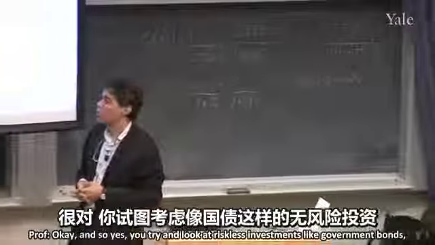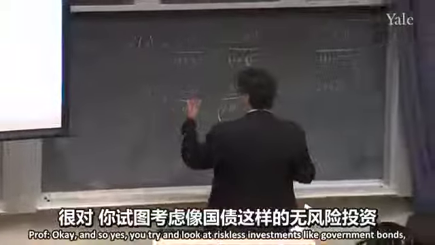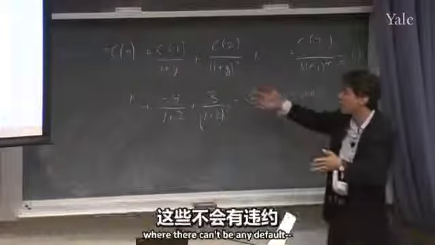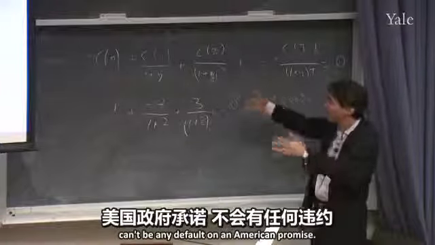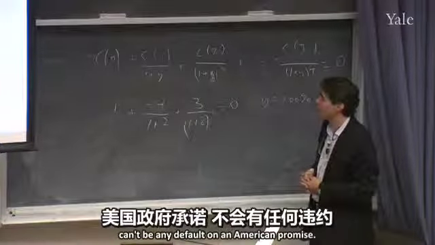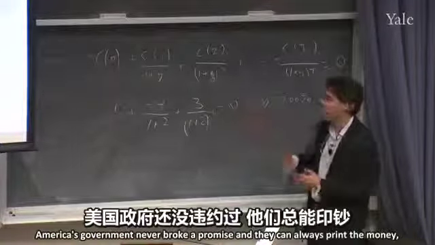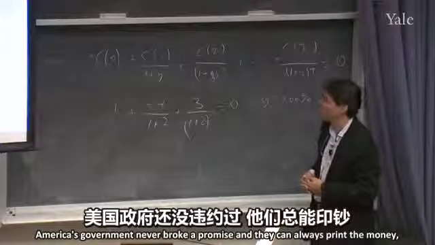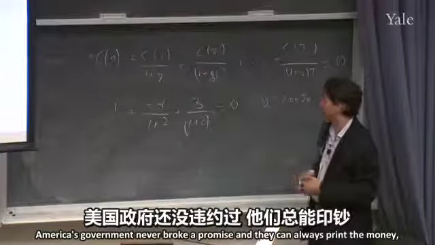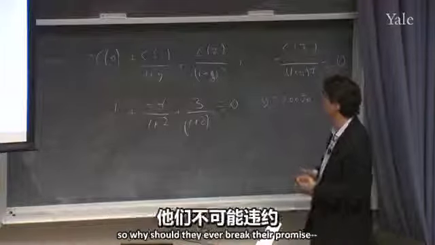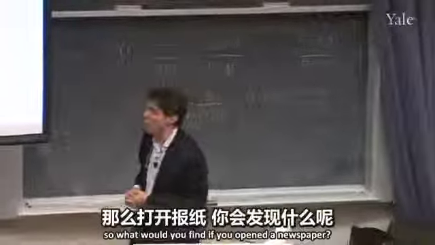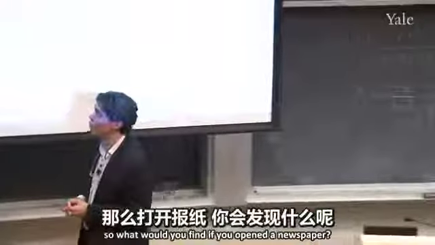So yes, you try and look at riskless investments like government bonds where there can't be any default. At least that's what they always used to say. There can't be any default on an American promise. The government never broke a promise, and they can always print the money, so presumably they don't have to break a promise. They're just promising money which they can print, so why should they ever break their promise? So what would you find if you opened a newspaper?